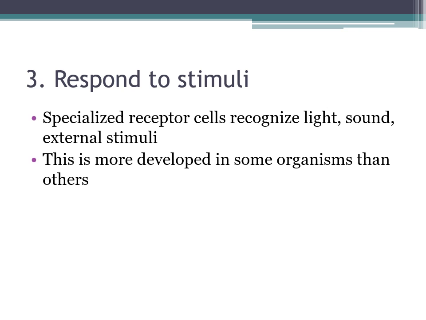A third characteristic of life is respond to stimuli. So one of the ways that humans respond to stimuli is that we have specialized receptor cells that recognize light, sound, and external stimuli. This is more developed in humans and other higher vertebrates than it is in some of the more simple organisms, but even simple bacteria are able to respond to the environment by moving away from light or other things.